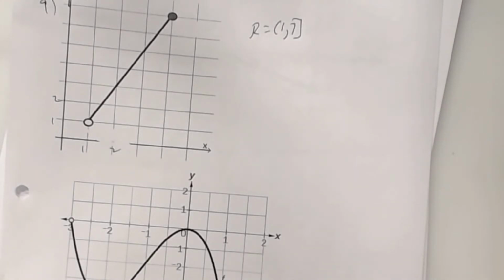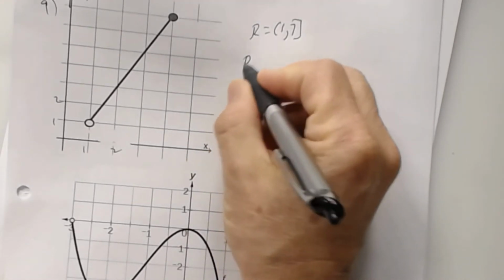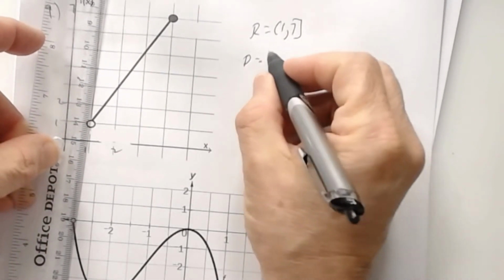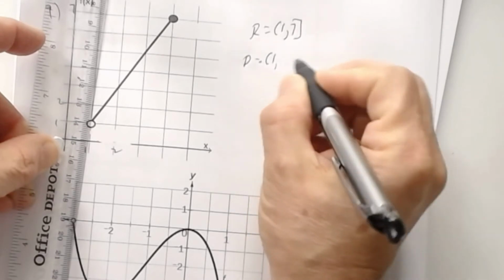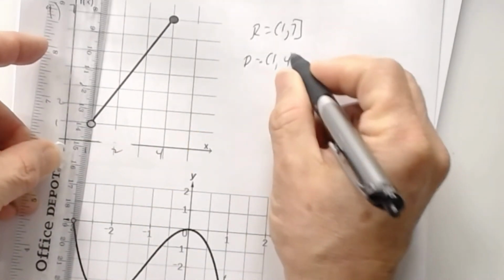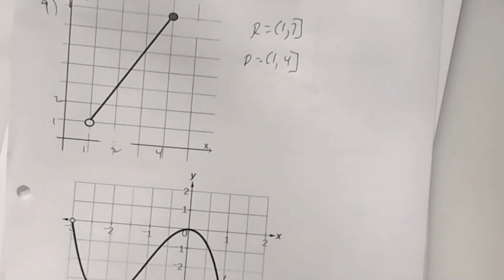Now the domain. Where do I start touching the graph along the x-axis? Parentheses or brackets? Very good. All the way to what x value? That's a 4. All right. With a bracket. All right. So that's number 9. Let's look at number 10.